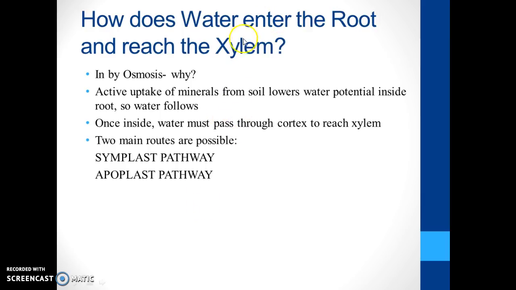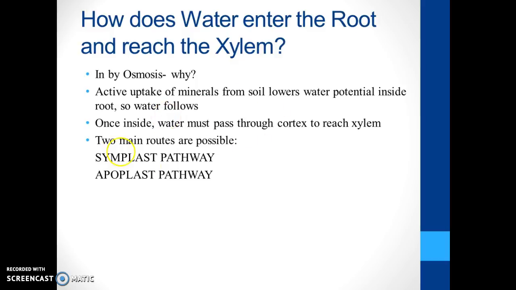So how does water enter the roots then, before it even gets to the xylem? So it enters by osmosis, and we make sure that osmosis can happen in a plant by active transport. So we require ATP in order to do this. So active uptake of minerals from the soil ensures that the water potential inside the root is lower. So water then moves from the high water potential in the soil to the lower water potential in the root.